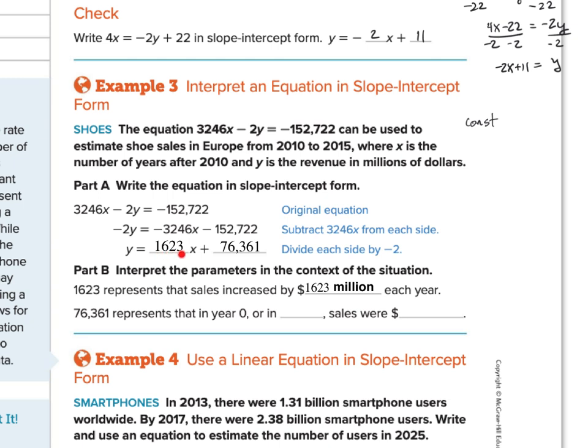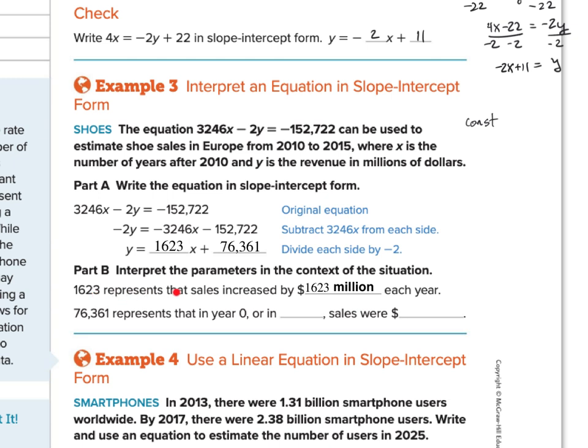This is my change, right? This is what changes over time. So it looks like my sales of shoes increase 1,623 each year because x is the number of years. So depending on the number of years, and then 76,361 is like my starting point, my y-intercept. That's where at 0 years I would have estimated that to be sold.